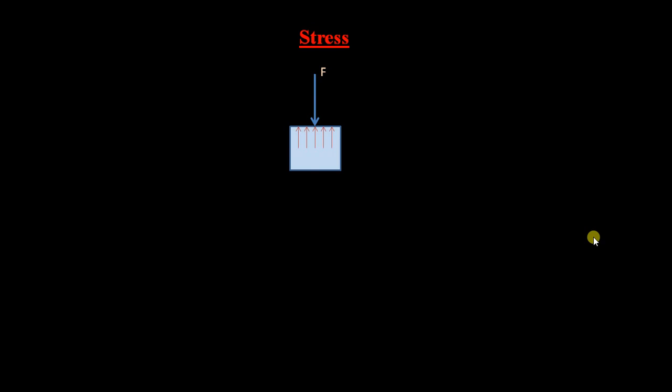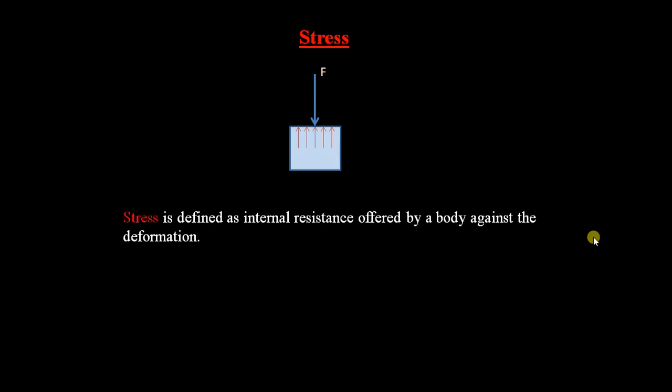So this internal resistance per unit area is called stress, or we can say that the internal resistance offered by the body against the deformation is called stress. So the definition is: stress is an internal resistance offered by a body against the deformation, and that deformation is caused by the force we are applying externally over the body.